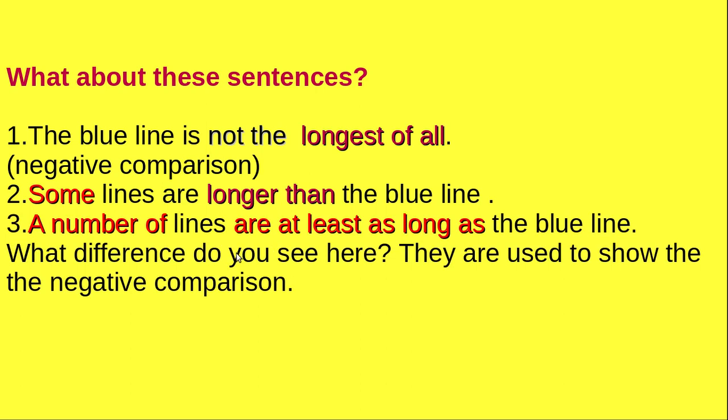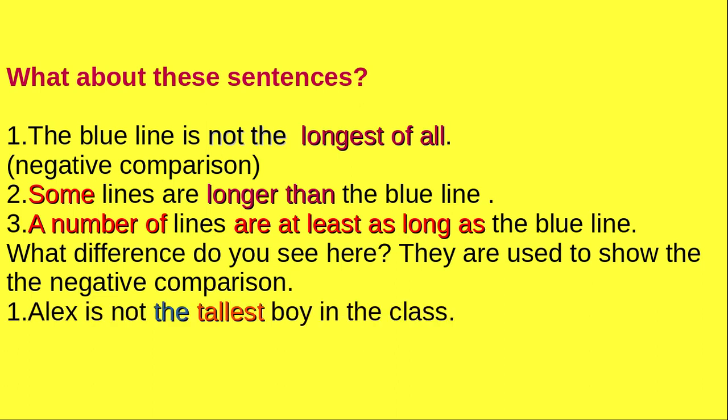Okay? Then what's the difference here? Here it is negative, not is there. So we have changed the words, that is we use here some and a number of, right? Then you can do it yourself. One more example. Alex is not the tallest boy in the class. Negative comparison is there. Then how can we write it?